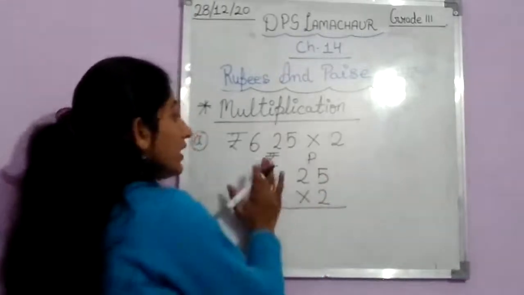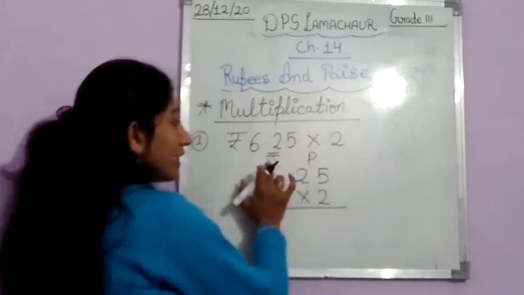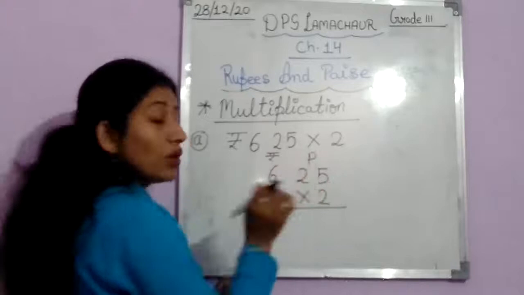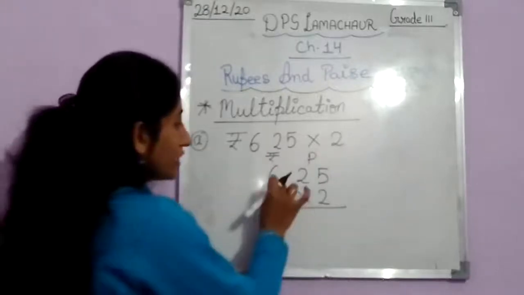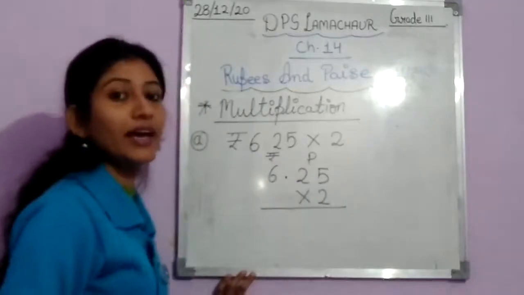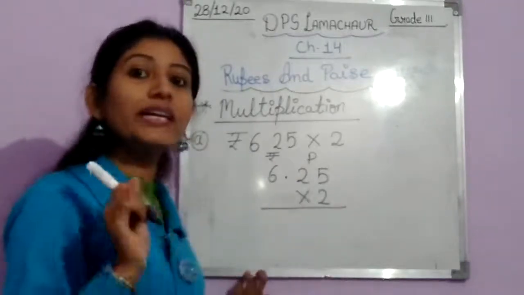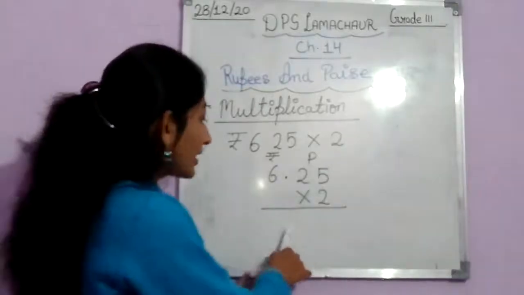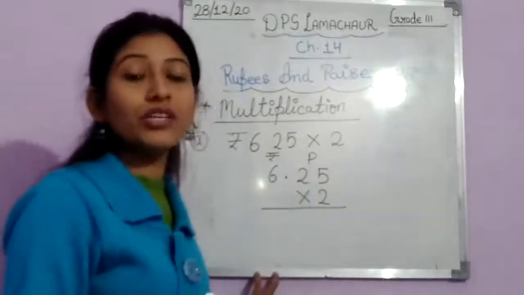See बेटा, रुपी और पैसे तो हमने लिख दिए. अगर हम रुपी और पैसे मल्टीप्लिकेशन में नहीं भी लिखते, but we have to be very attentive for this point. ये जो पॉइंट है ना, इस पॉइंट को हमें बहुत ध्यान देना है, because this point is actually a decimal जिसकी वजह से हमारे मल्टीप्लिकेशन के आंसर में बहुत चेंजेस आते हैं.